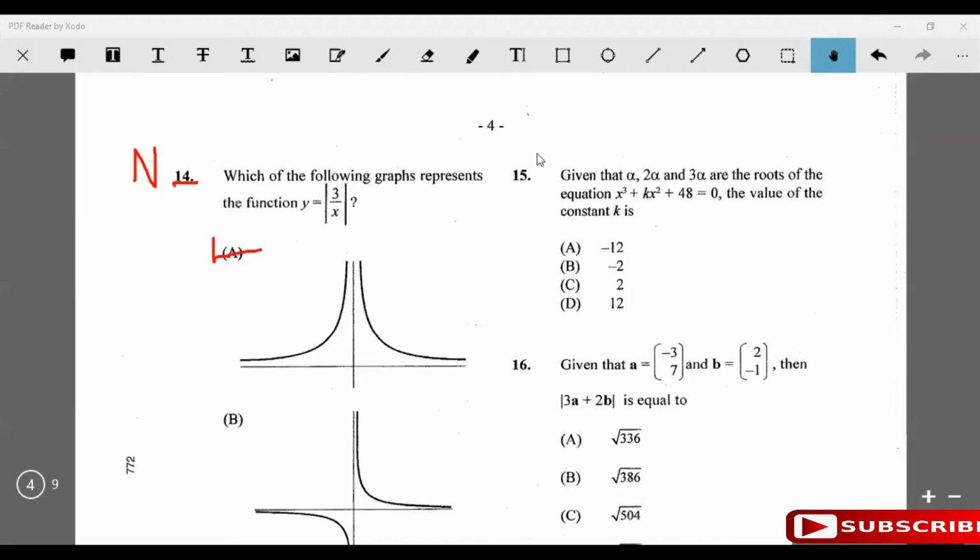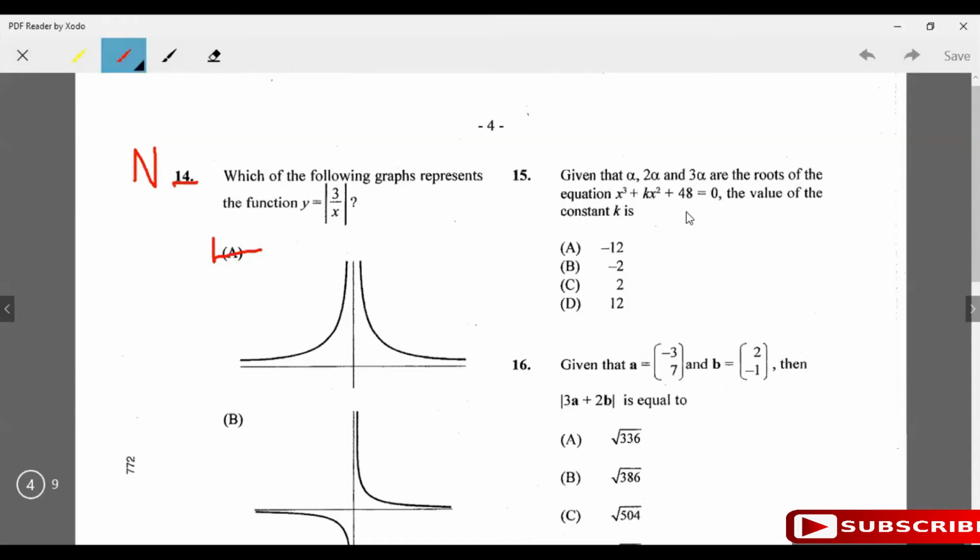All right. Let's continue. Question 15. It says, given that alpha, 2 alpha, and 3 alpha are the roots of the equation x cubed plus kx squared plus 48 equals 0, find the value of the constant. So let's find the value of the constant.